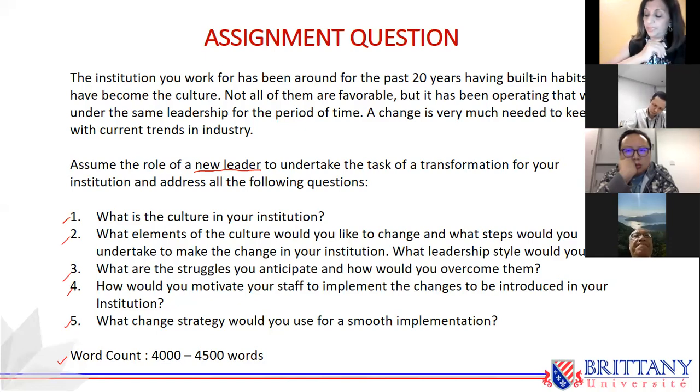So when they give you a word count of 4,000 to 4,500, it doesn't mean you can go over 4,500. The bracket is already given to you. So if you go too much beyond 4,500, you probably have too much unnecessary information there. If you are below 4,000, it means you have insufficient information.